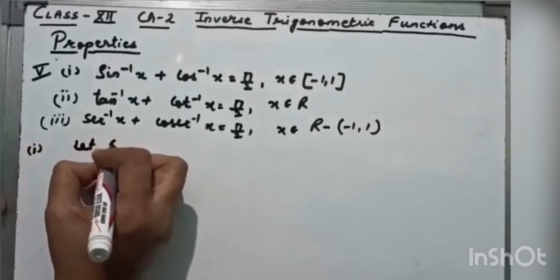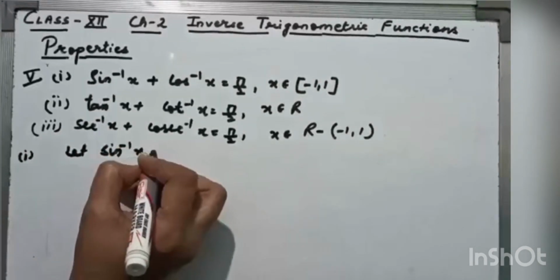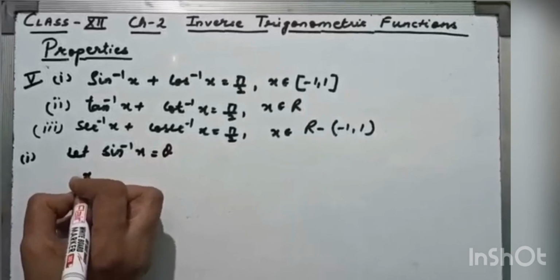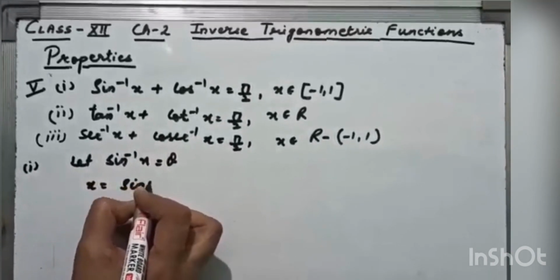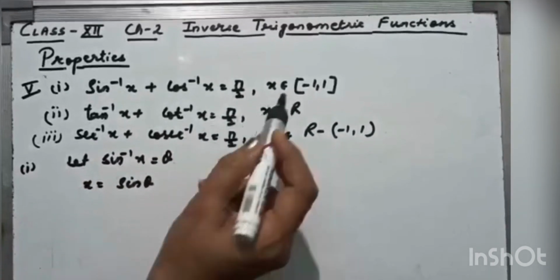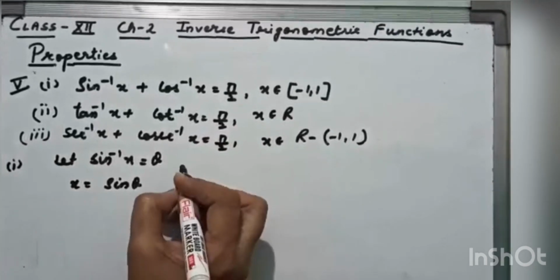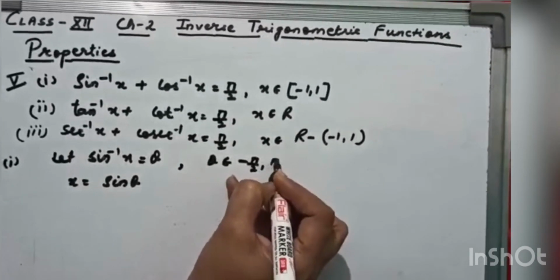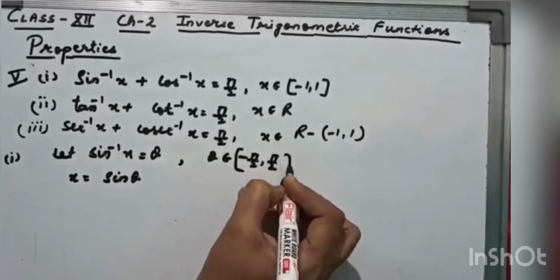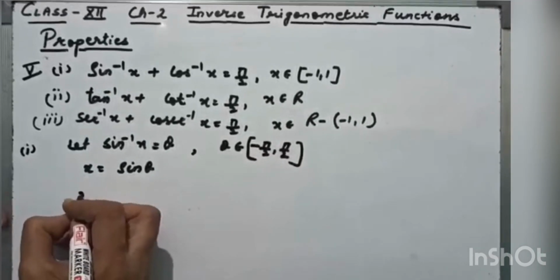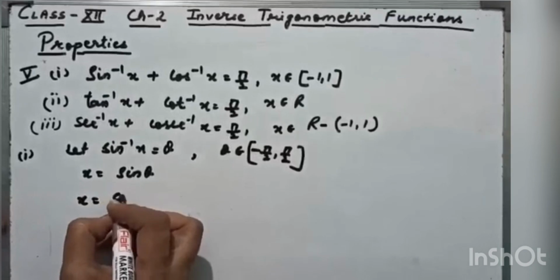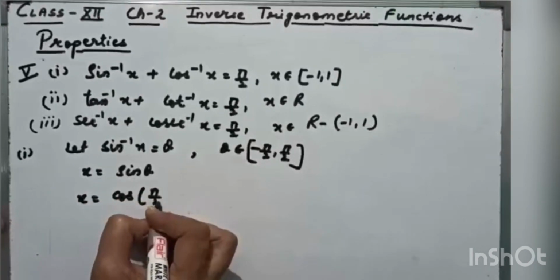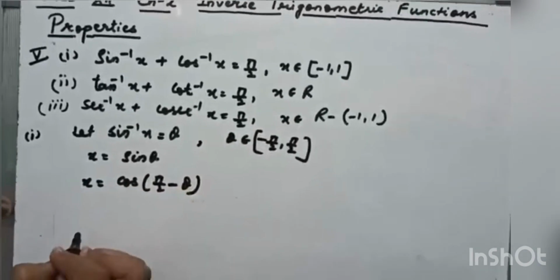Let sin inverse x be equal to theta. X is equal to sin theta. As we know, x belongs to the closed interval minus 1 to 1, so here theta belongs to the closed interval minus 90 to 90. So x is equal to sin theta, which can be written as cos of pi by 2 minus theta.